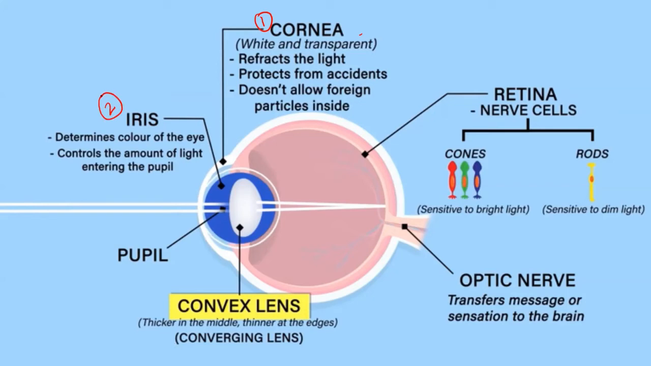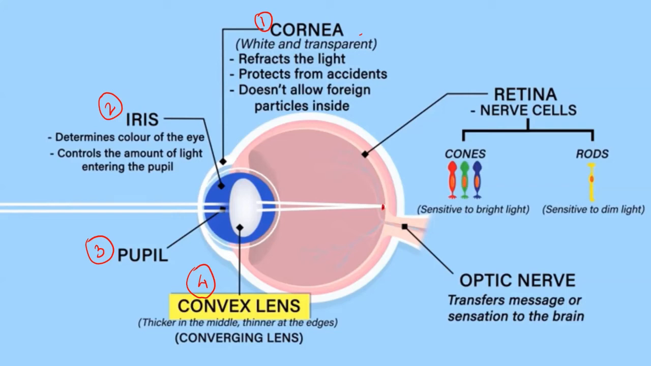It controls the amount of light entering the pupil, or we can say it controls the size of the pupil. The pupil in turn will control the amount of light. Okay. Next we have our convex lens, a crystalline jelly-like material. It's a converging lens. It will converge the light rays which are coming from the air medium and focus all these light rays on the retina.